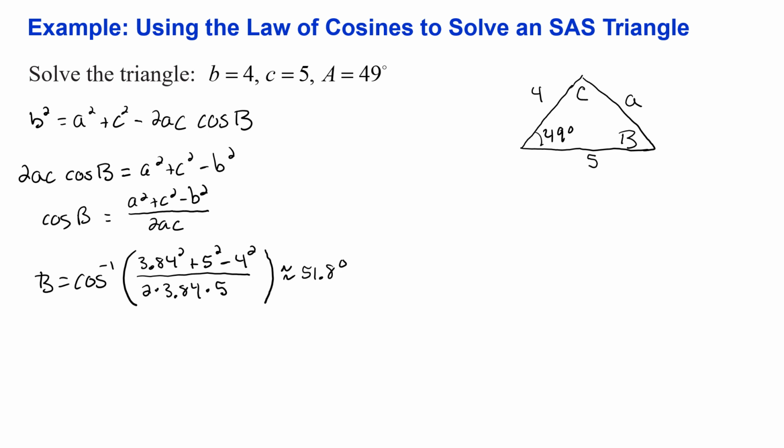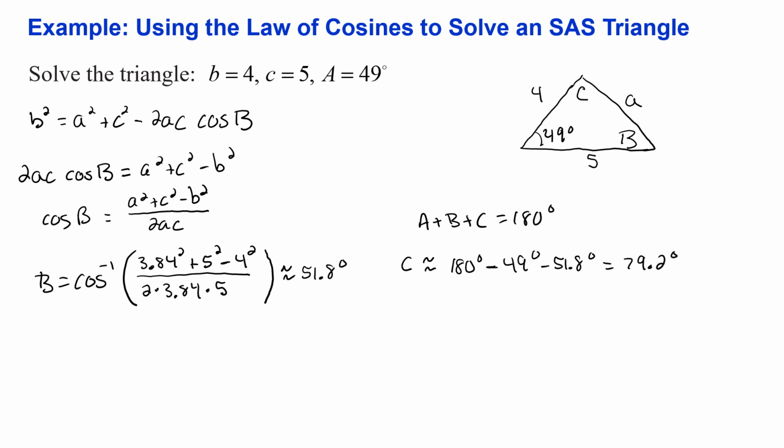Now, our last step in the problem is to find the missing angle C. So we use the fact that angle A plus angle B plus angle C equals 180 degrees. So angle C is approximately 180 degrees minus 49 degrees minus 51.8 degrees, which is equal to 79.2 degrees.